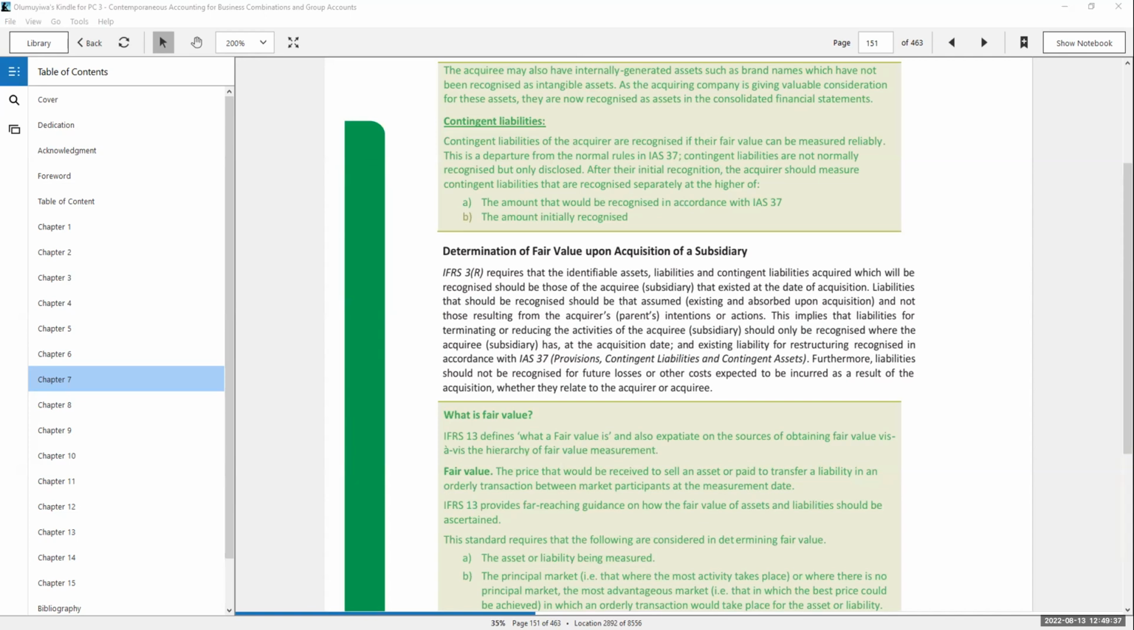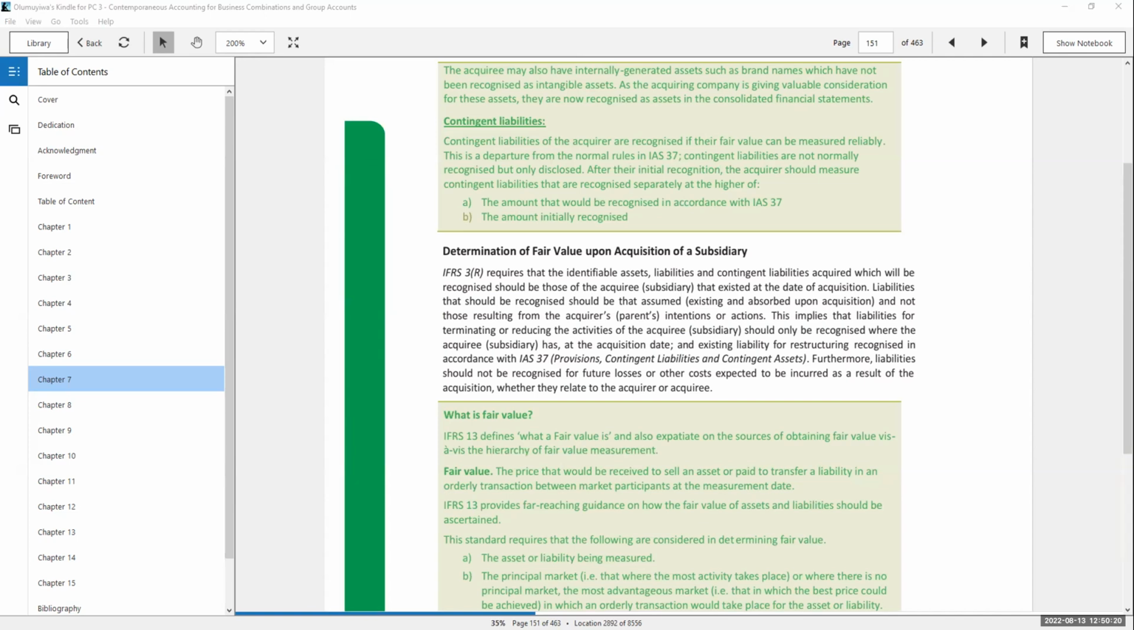This implies that liabilities for terminating or reducing the activities of the acquiree subsidiary should only be recognized where the acquiree subsidiary has, at the acquisition date, an existing liability for restructuring recognized in accordance with IAS 37 provisions, contingent liabilities, and contingent assets. Furthermore, liabilities should not be recognized for future losses or other costs expected to be incurred as a result of the acquisition, where they relate to the acquirer or acquiree. So what is fair value?